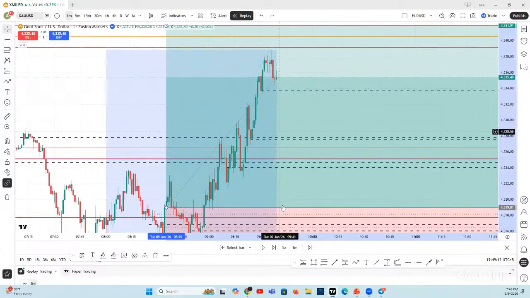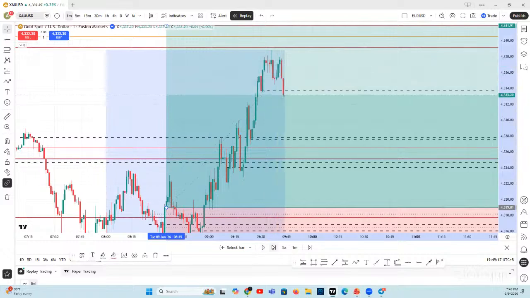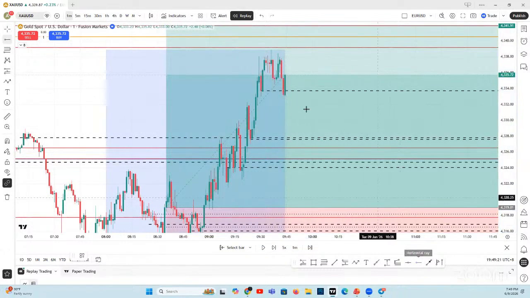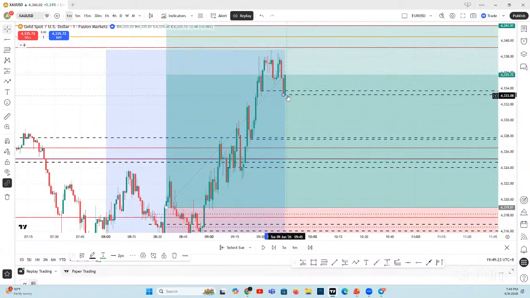Okay, you see, it's going to that support in the M1. You see, it's closing back there. So I'm marking more SNR here in the M1. It's closed above now, so this is a new support. Now we have two supports. Okay, continue.